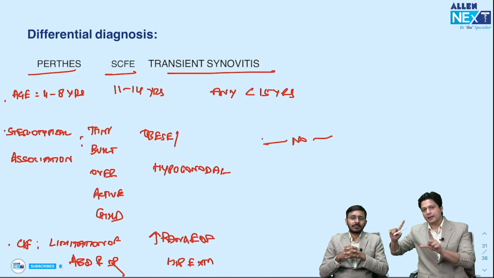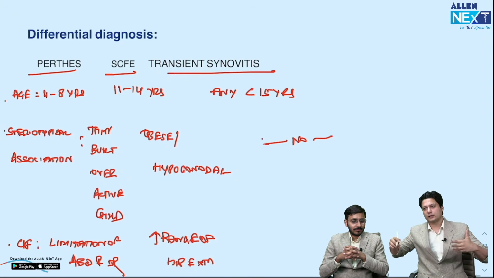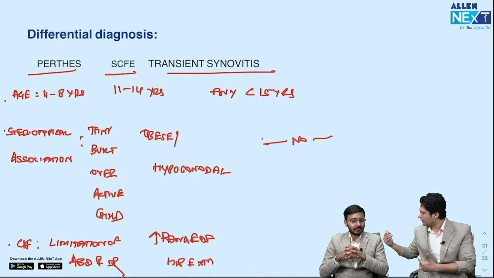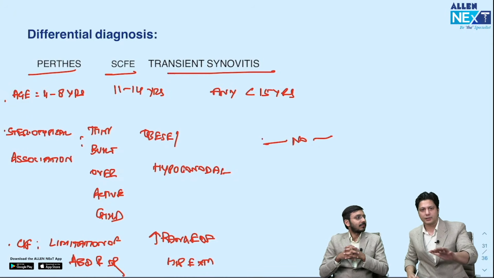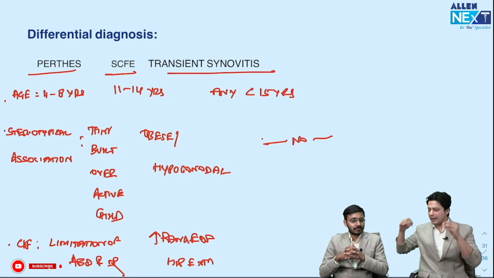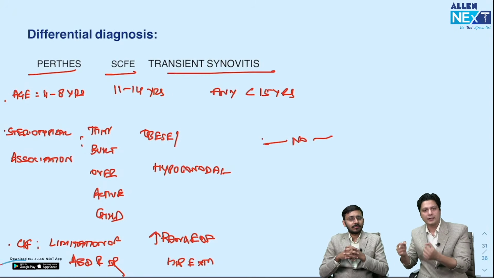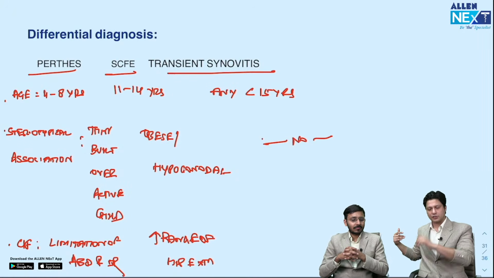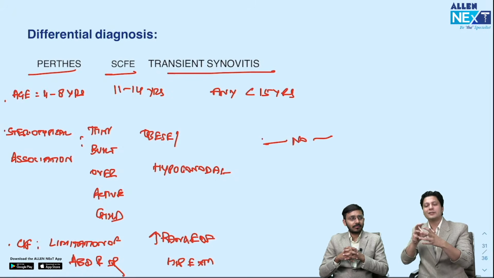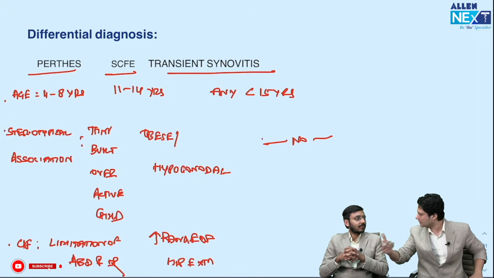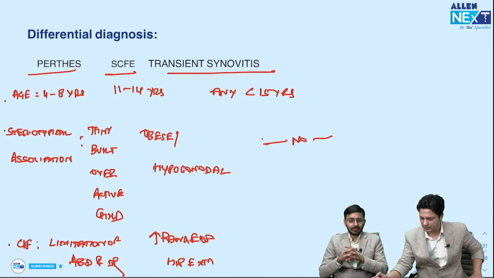Second, in SCFE, there will be an increased range of hip extension. For example, if the right-sided hip is affected, and left-sided hip extension is 10 degrees, here it will be 15 degrees. In any other condition, there will be no increased range. Every condition of the hip joint goes into flexion deformity. This is the only condition where there will be an increased range of hip extension in comparison to the normal, because of the displacement observed. Although with a revision class, we are not going to go deep into those displacement things.